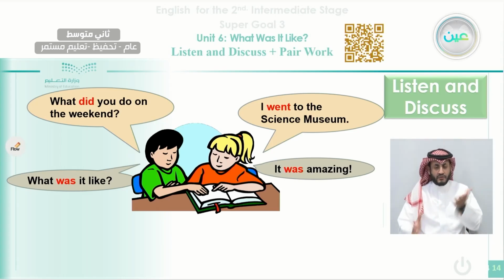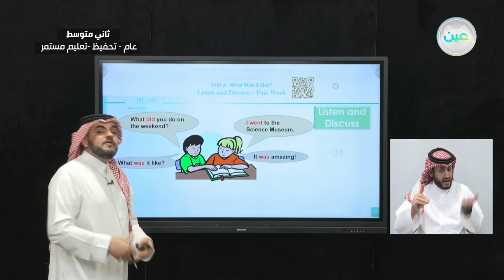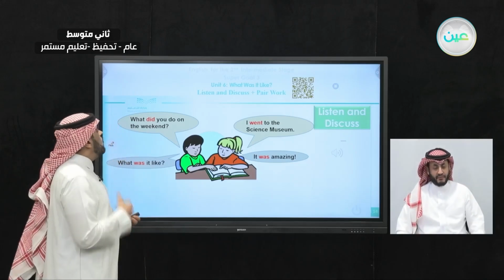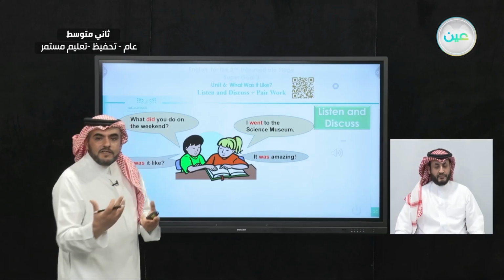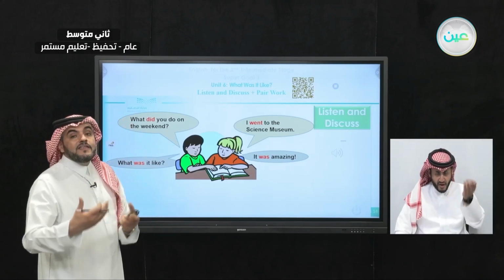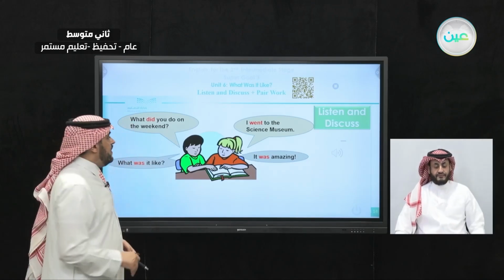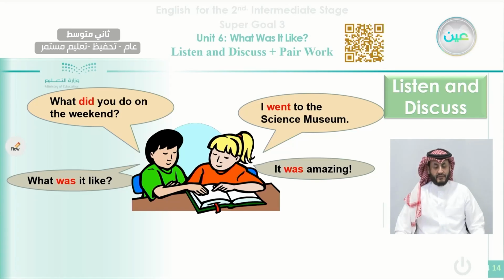Okay, but the most important thing is to use did here when you want to ask about the time. If you use a verb, as you can see here, what did you do? What did you play? What did you watch? What did you eat? And all these things indicate that you are asking about the past or the last time. And the answer here should be in the past as well. As you can see here in the red font, I went to the Science Museum.